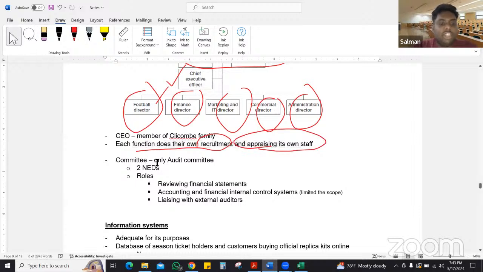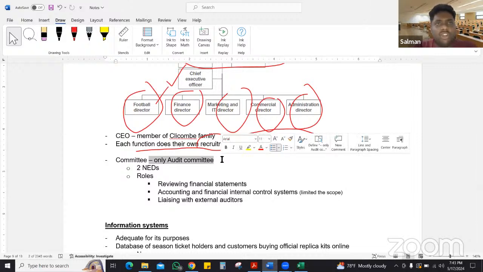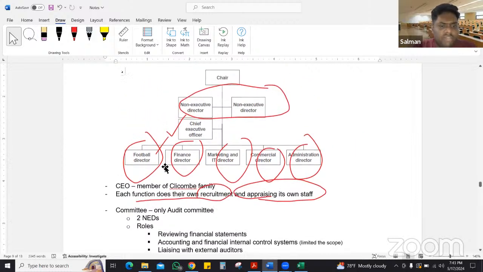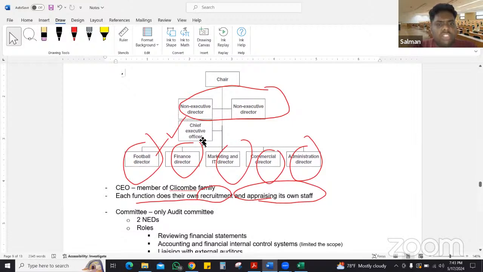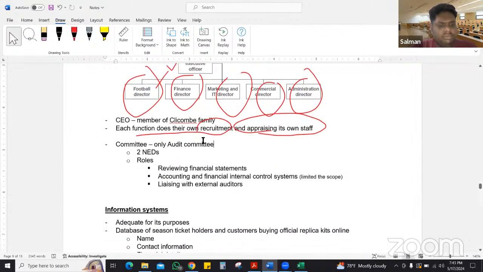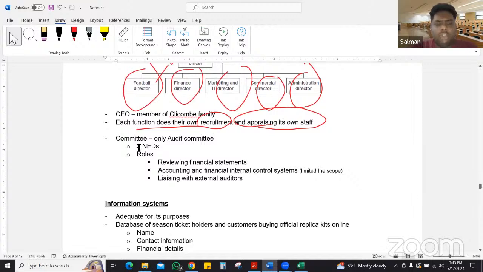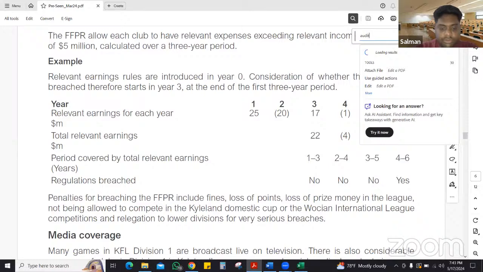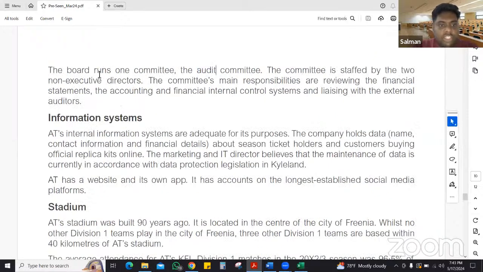If you look at the committees, they only have audit committee. When we discuss corporate governance, we discuss many committees: risk committee, audit committee, remuneration committee, nomination committee. Only audit committee is given. So now we have doubts on how these directors were selected. Where is the nomination committee, remuneration committee? They have not mentioned anything about that. They specifically said we only have audit committee. The board runs one committee, the audit committee.